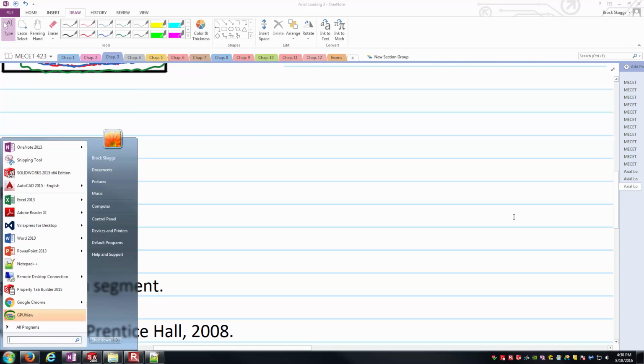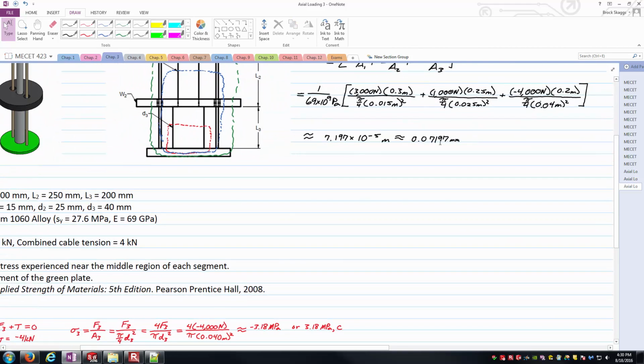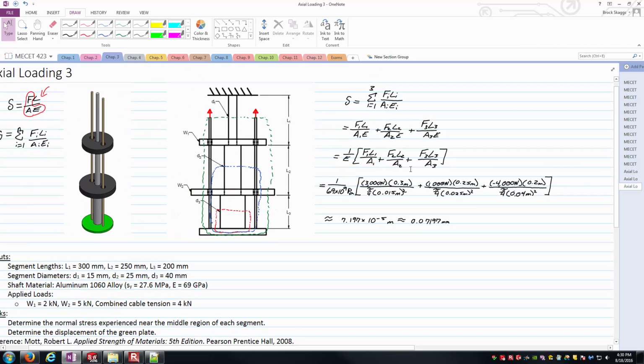Oops, I lost it. So give me 1 second, bring it back. 0.07197 millimeters. So that means this thing elongated by 0.07197 millimeters. So if I was looking at it, I wouldn't be able to tell that with the naked eye here. I wouldn't be able to notice that it got longer, but it would have indeed.